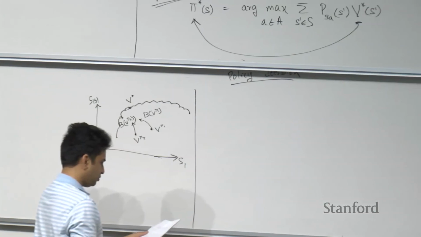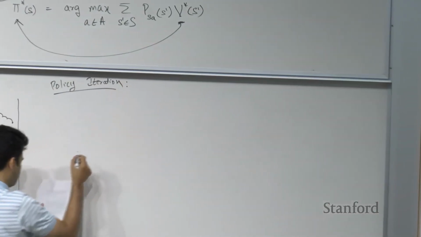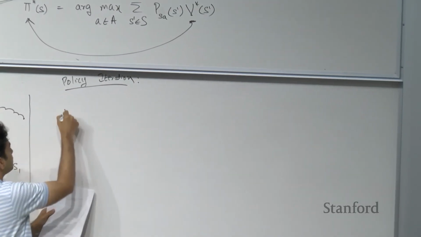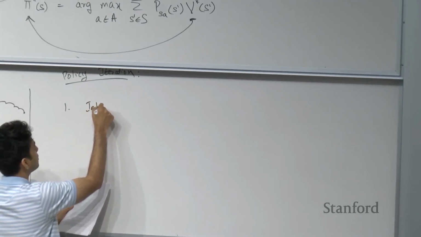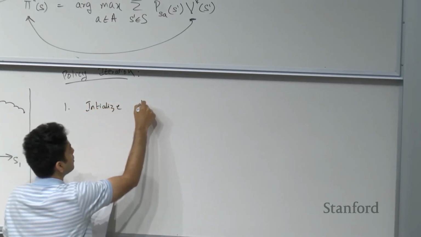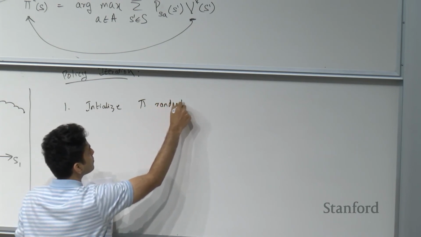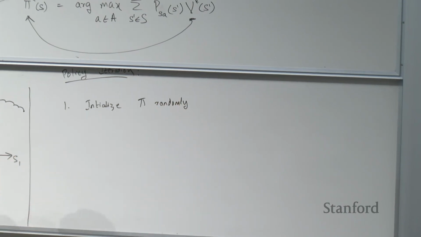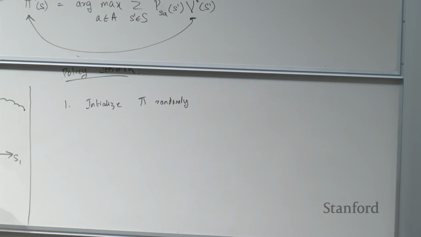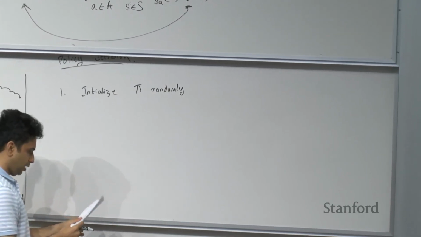Now we come to the second algorithm, called policy iteration. In policy iteration, this is a different approach. Here we start with the policy. Step 1: initialize pi randomly. As I said, in RL you have these two central concepts, the value function and the policy. The previous approach used the value function and kept updating it, kept hopping the value function. Here we start with the policy, the other central concept in RL.